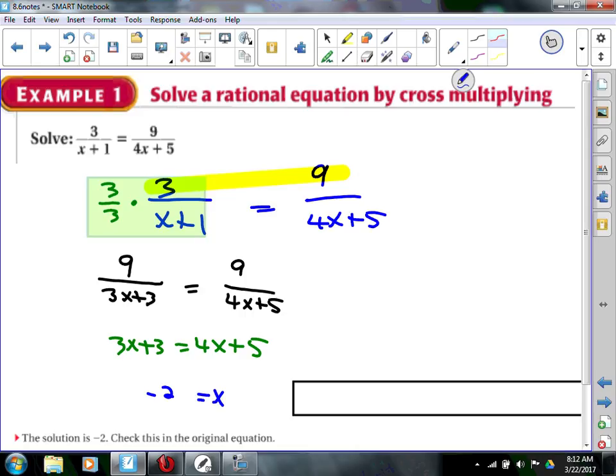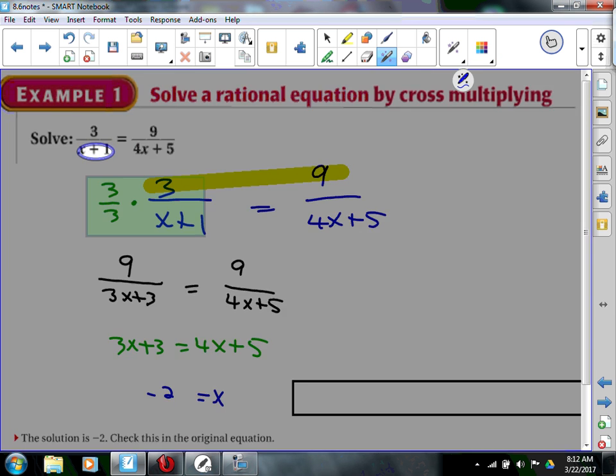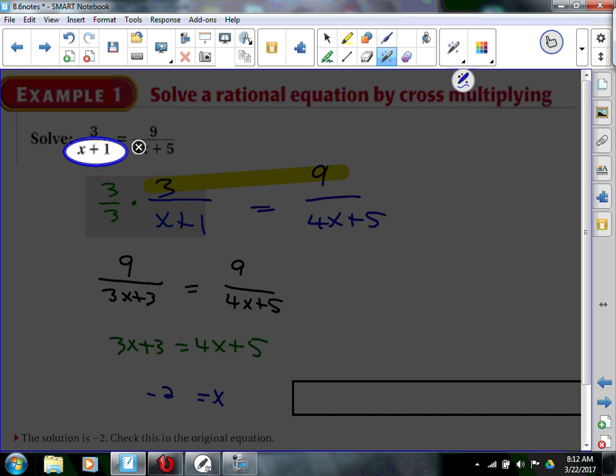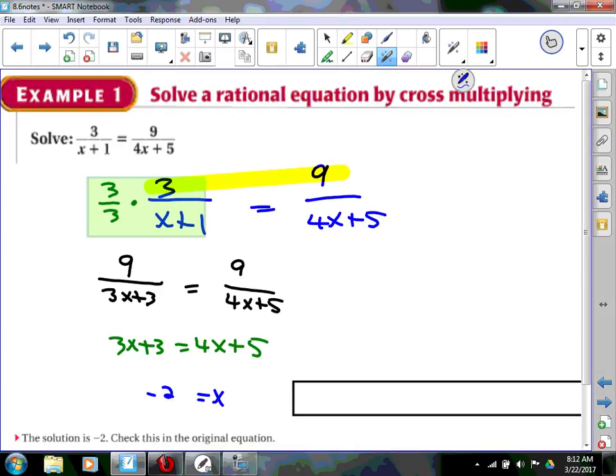As far as checking goes, just a quick spot check. Make sure that whatever your answer is, it doesn't turn the denominator into 0. If we plug in a negative 2 right in here, is that going to make the denominator 0? No. If we plug negative 2 in here, is that going to make the denominator 0? No. So that's it. What do you think?